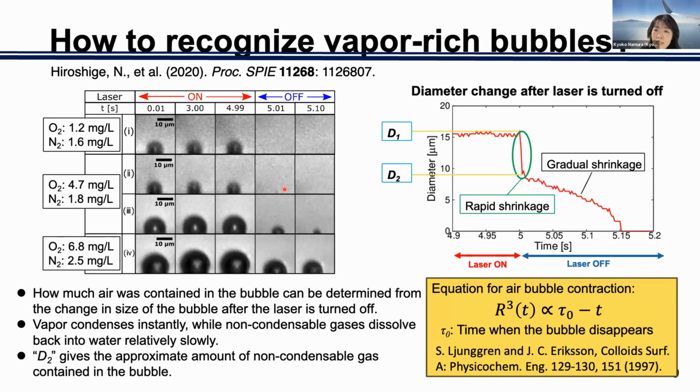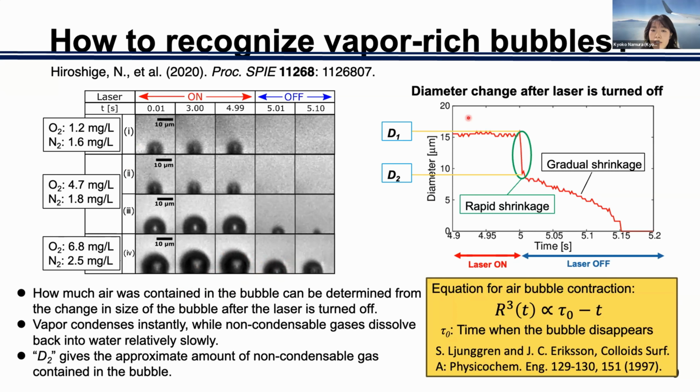Whether the bubble is vapor-rich or air-rich depends roughly on the amount of air in the liquid. Here are bubbles generated in water with various concentrations of nitrogen and oxygen, as shown here. The laser was turned on for 5 seconds and then turned off. If the liquid contained a lot of air, then a larger bubble will grow. And how much air was contained in the bubble can be determined from the change in size of the bubble after the laser is turned off.